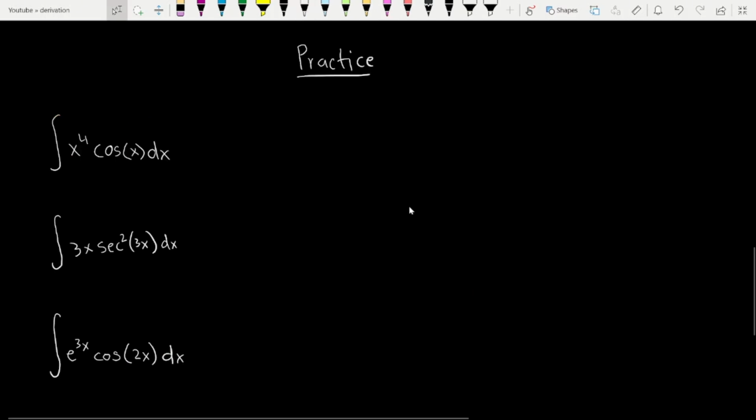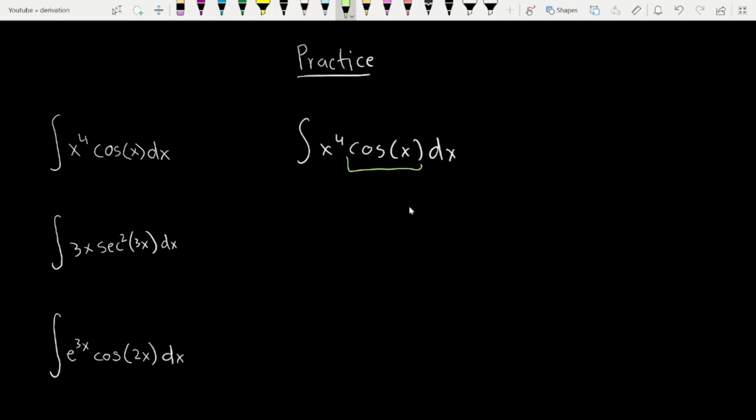So I got some practice integrals over here, and I'm basically going to be doing these. So I have my x to the power 4 cosine x dx. Now again, I need to find something that simplifies when I differentiate and something that simplifies when I integrate. So you think about this cos. What happens when I integrate or differentiate cos? Well, if I integrate it, this is going to become sine of x. And then if I differentiate it, it's going to become negative sine of x.